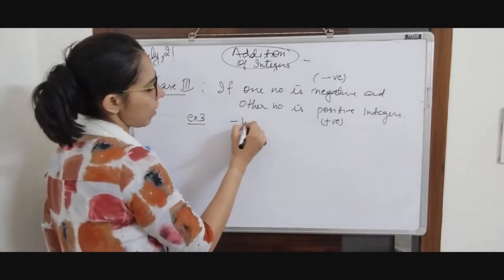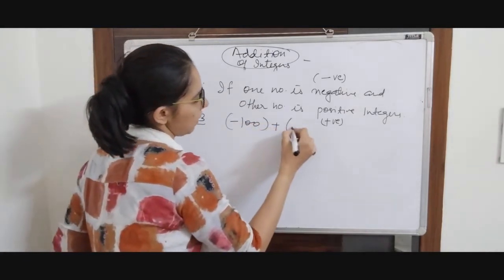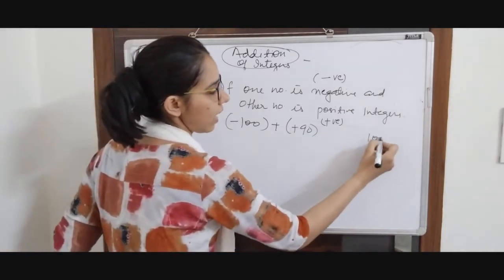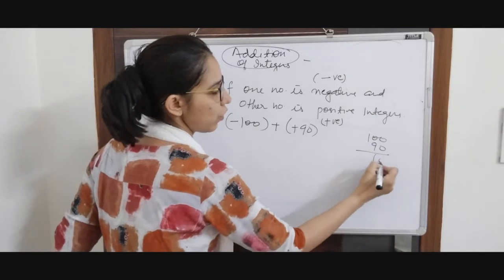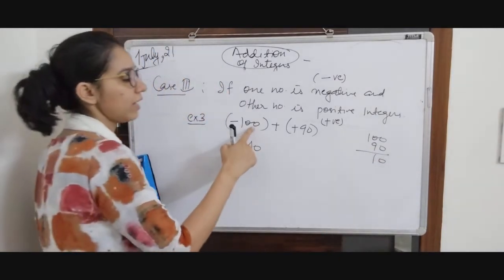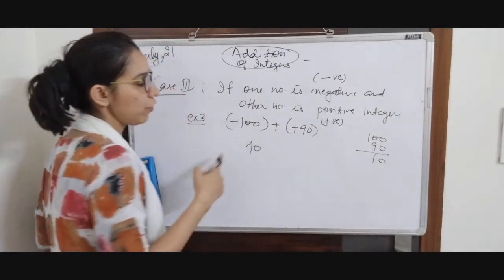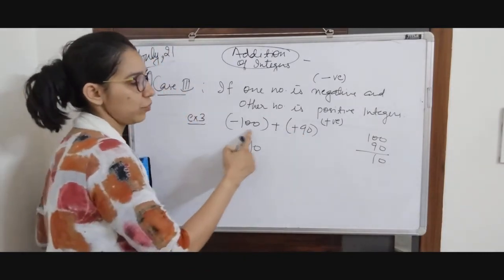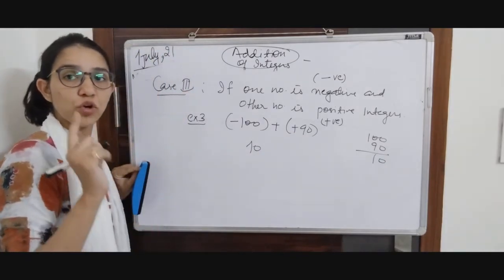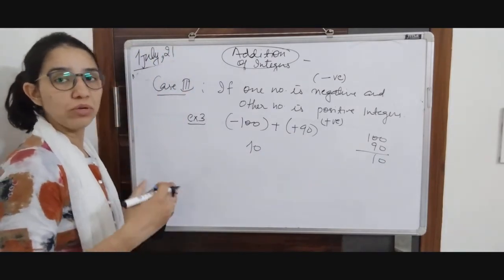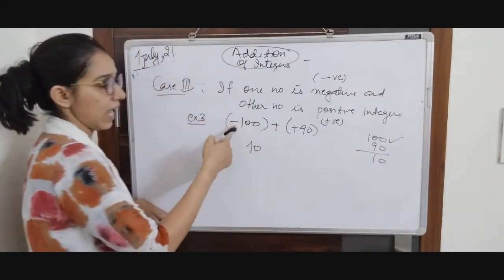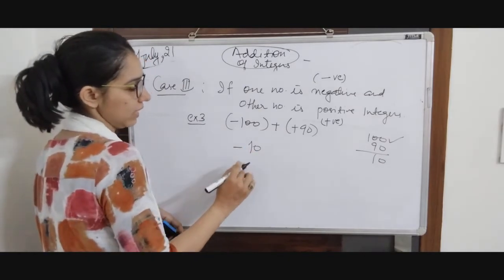So suppose we have minus 100 plus 90. What we will do? We will find the difference. 100 and 90. The difference is going to be 10. And we will keep the sign of the bigger number. Is 100 bigger or 90 bigger? We will not check whether minus 100 is bigger or plus 90 is bigger. No, we are not talking about it. We are just talking about numbers without sign. So 100 and 90. This one is bigger and this one has a negative sign. So it will be minus 10.